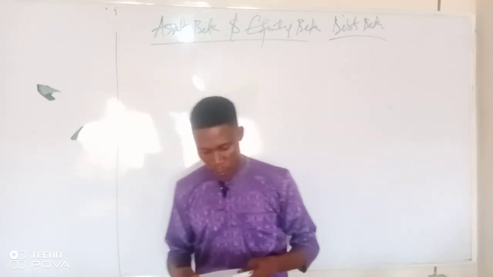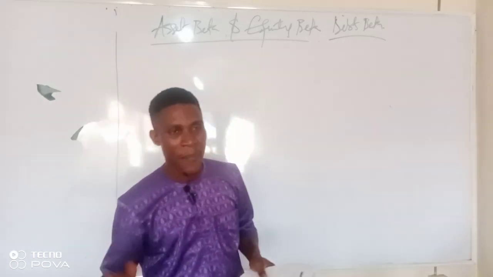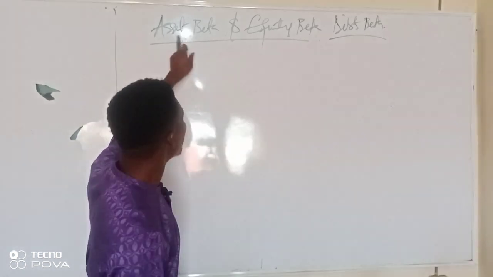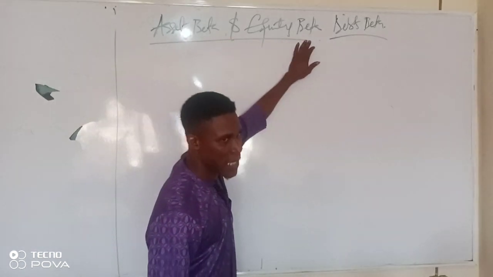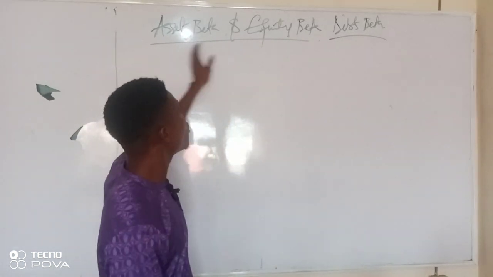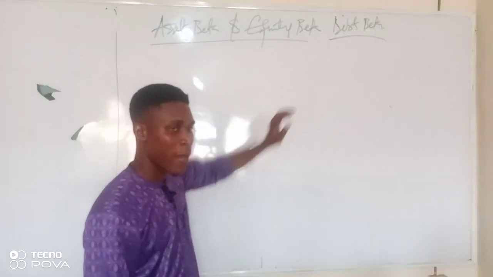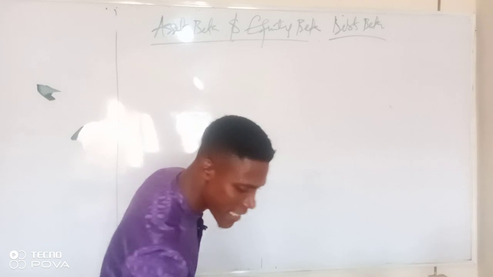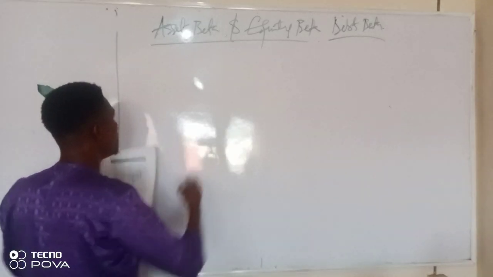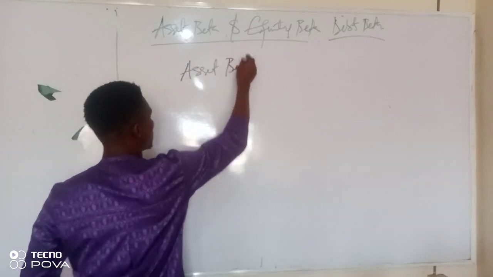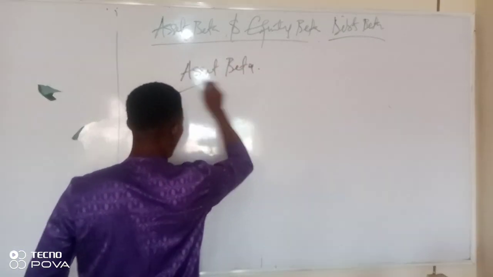Then asset beta for a company. Now there's a difference between asset beta and equity beta. Mind you, both of them measure risk. When they measure what? Risk. Asset beta. What is the meaning of asset beta?